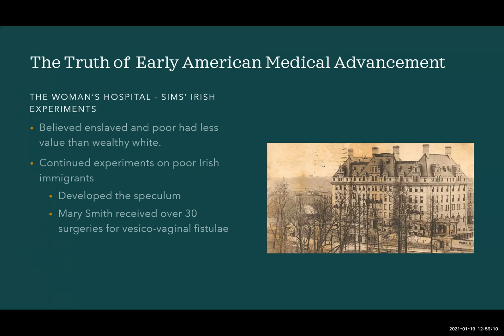And of course, at this time, it was believed that poor women and slave women definitely had less value than the white wealthy women. So they were never going to experiment on wealthy white women. They did continue their experimentation on poor Irish immigrant women. And at this time is when Sims developed the speculum.